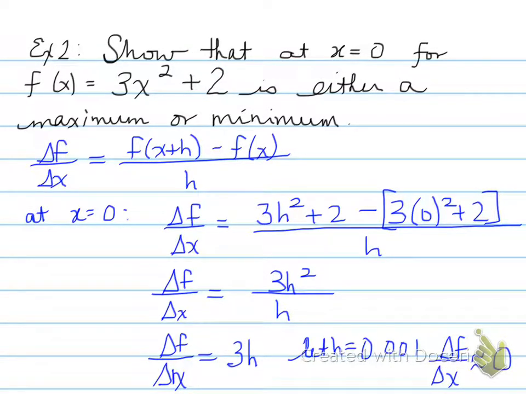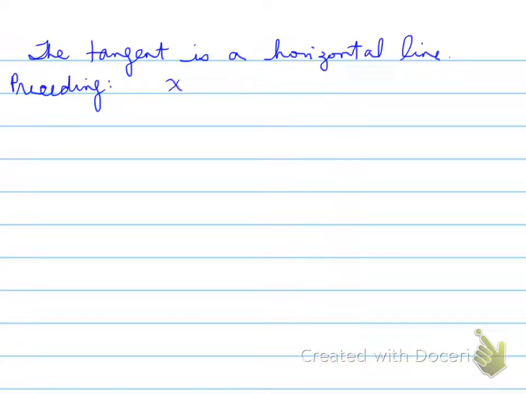So how do we prove if it's a max or min on either side? Well, folks, let's try and do it without points. Let's look at the secant. So the tangent is a horizontal line. So let's look at the preceding and the following.